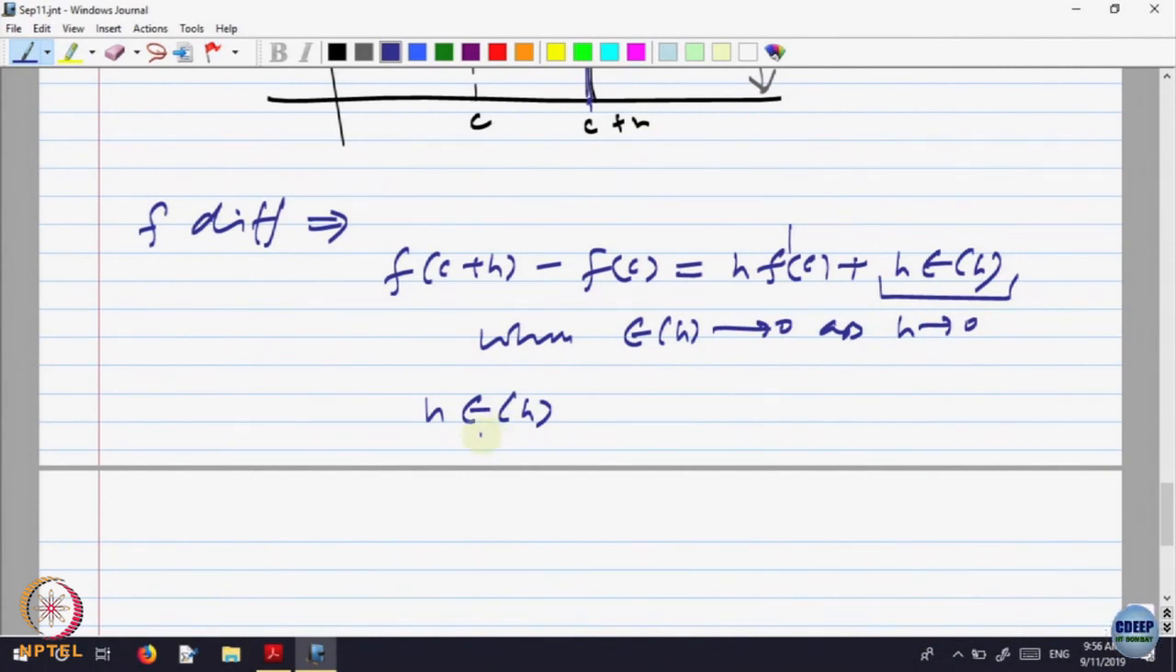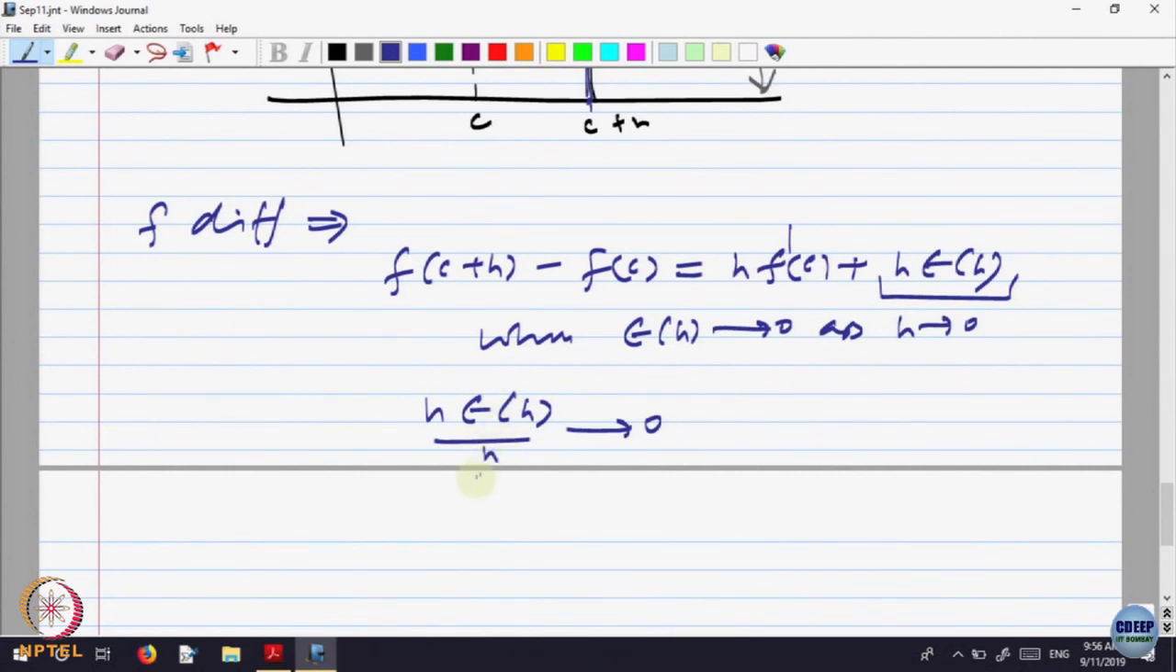And now note that not only does epsilon h go to 0, even if I divide by h, that also goes to 0, because when I divide, h cancels, and epsilon h still goes to 0. So the error in the tangent line approximation goes to 0 very fast, even though h is going to 0.